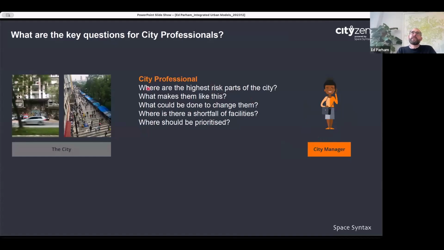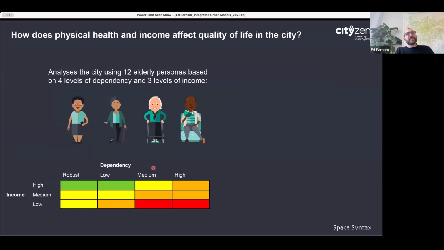They wanted to understand where were the high risk parts of the city, what could they do to change them, where should they prioritize. What we started to do, again, there were interviews with elderly people, and we had this way of categorizing people based on their physical health, from people that were high dependency, meaning they were probably living in a care home. If they were robust, it meant that they were living at home, they were okay. And then we had different levels of income from high to medium and low.